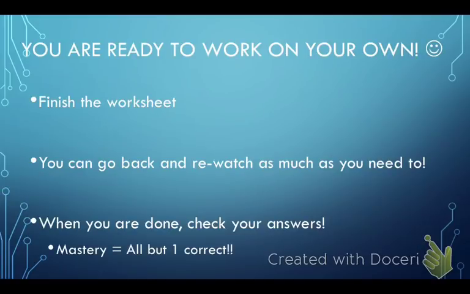All right, looks like you are ready to work on your own. You need to finish the worksheet. You may go back and rewatch this as much as you need to. If you get confused, please go back and look at my examples. When you are done, you're going to check your answers. Mastery means all but one is correct. And then you can move on. All right, good luck. Have fun.